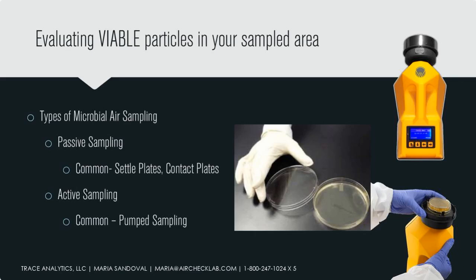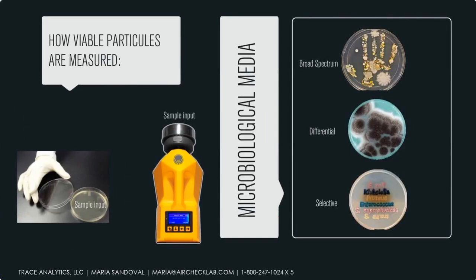In order to do that, there are passive sampling techniques and active sampling techniques. Passive sampling is doing settle plates, contact plates, swabs, anything like that. If you're doing active, you're using a pump to suck in air or liquid to take an aliquot or a sample of the environment. That's typically these automated air samplers, like what you see here on the right, which is a TrioBoss. You put the nutrient agar in there, you take the lid off, you close it, and it becomes an impaction sampler that sucks in air and lets the plates grow.